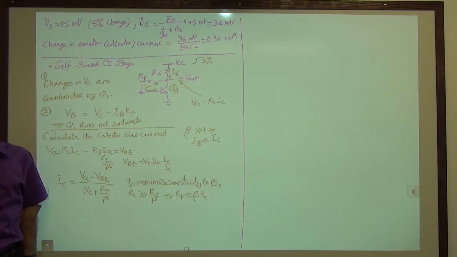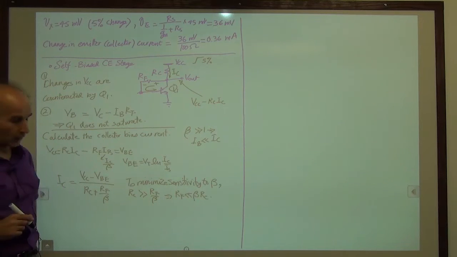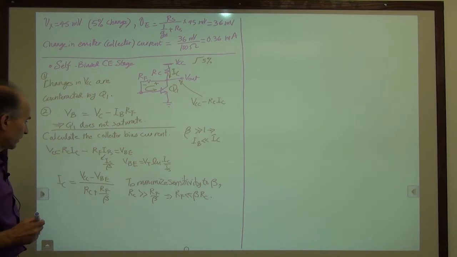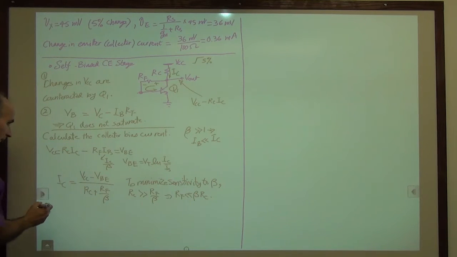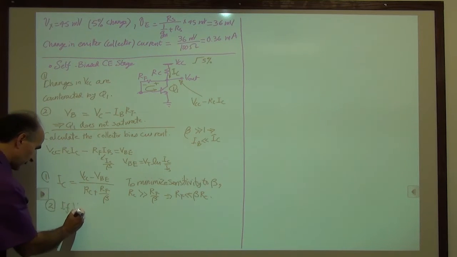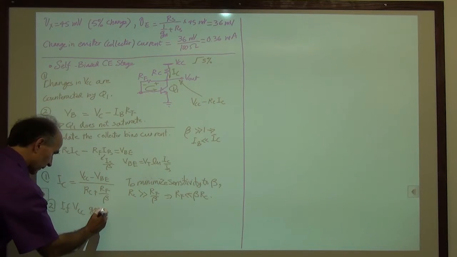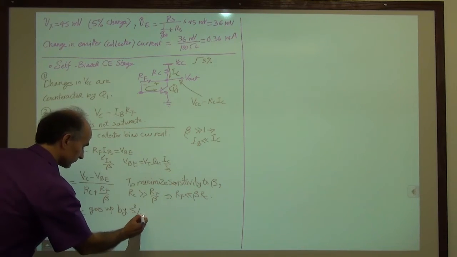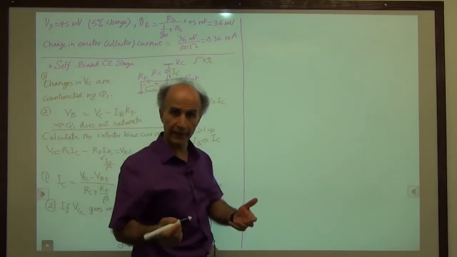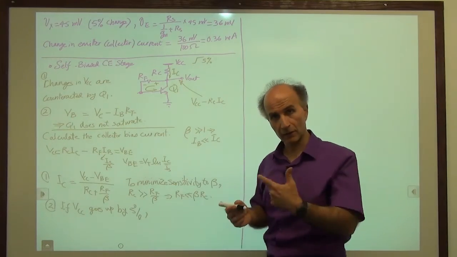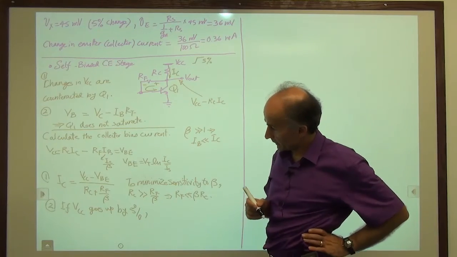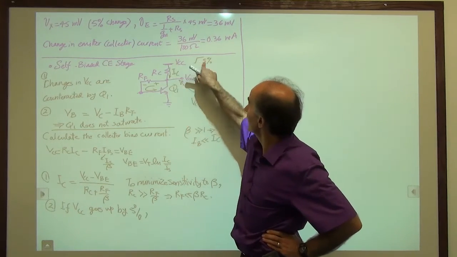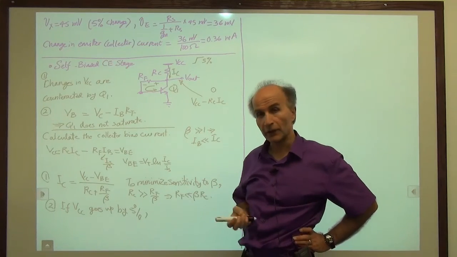Let's see. What else? Okay, so one other interesting observation I can make here is as follows. So that's one observation. Second observation. If VCC goes up by 5%, so that's our usual test of supply voltage variation and then how much the collector current varies. If VCC goes up by 5% here, what happens to the collector current?